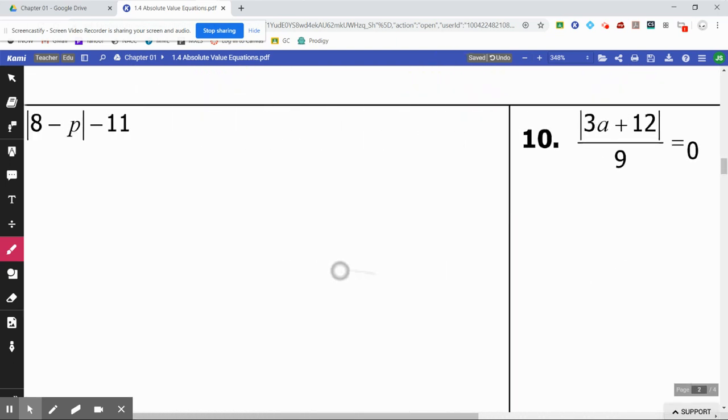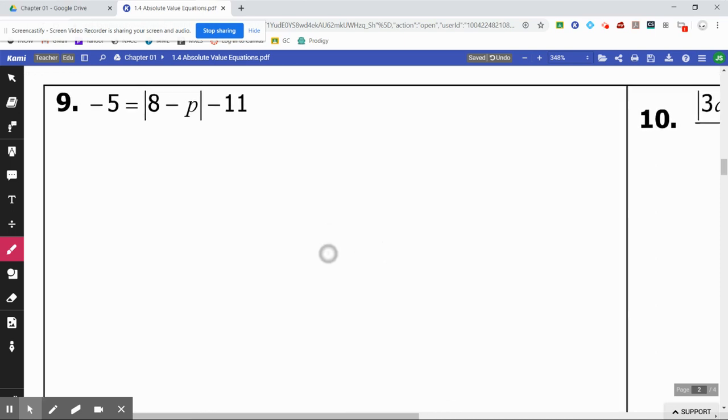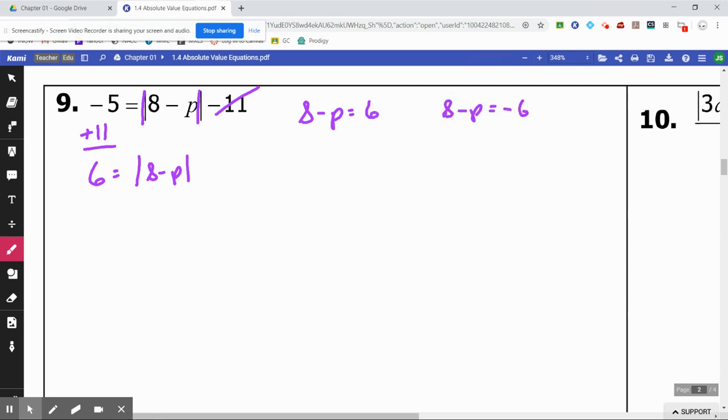Number 9. Step number 1, to isolate these absolute value bars, we're going to get rid of -11 by adding 11. It gives me 6 is equal to the absolute value of 8 minus p. The stuff inside the absolute value, we're going to set equal to 6 or -6.